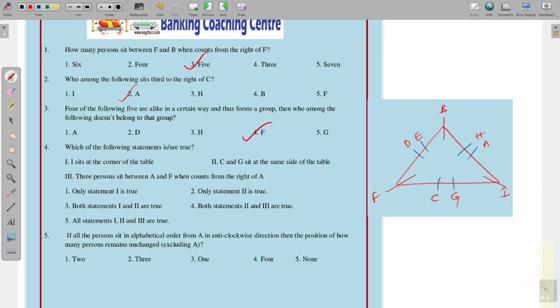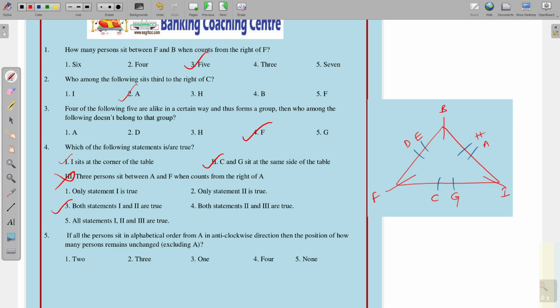Next, which of the following statements is true? I sits at the corner of the table. Yes, correct. C, G same side. It is also correct. 3 persons sit between A and F when counted from the right of A. So, between A and F counted from the right of A, 1, 2, 3, 4 persons are there. So, this is not correct. Only 1 and 2 are correct.